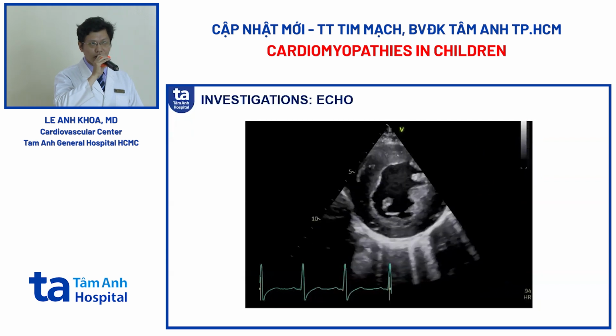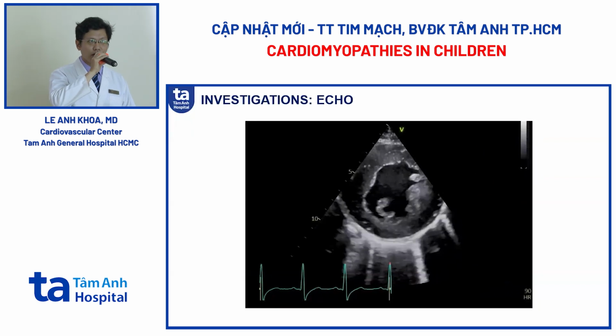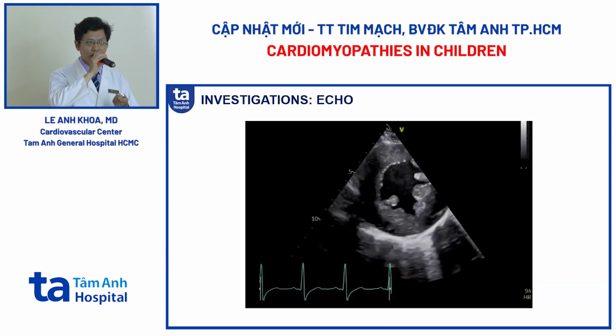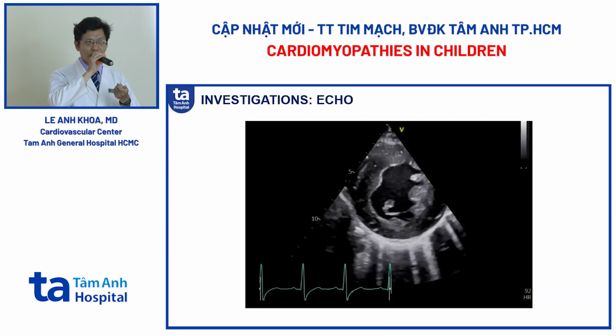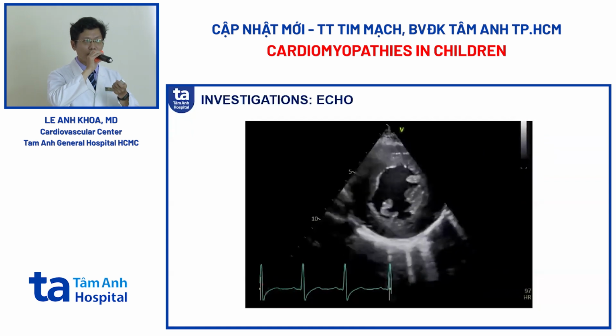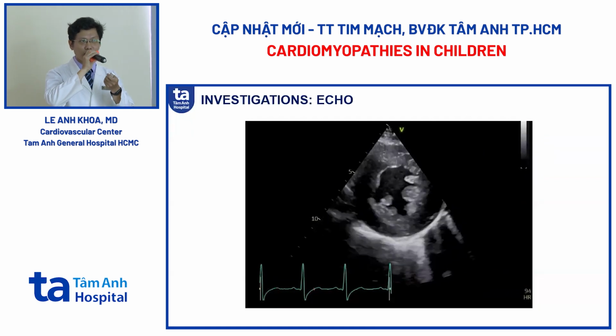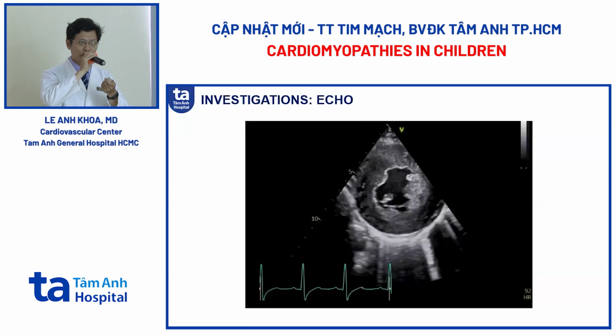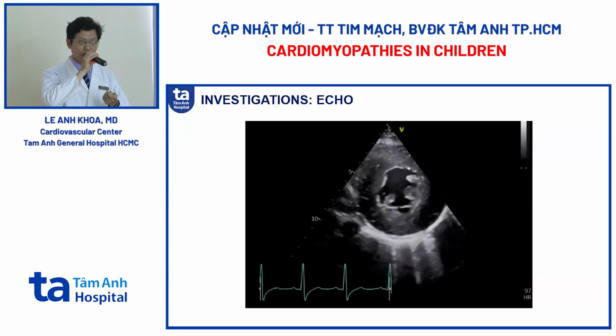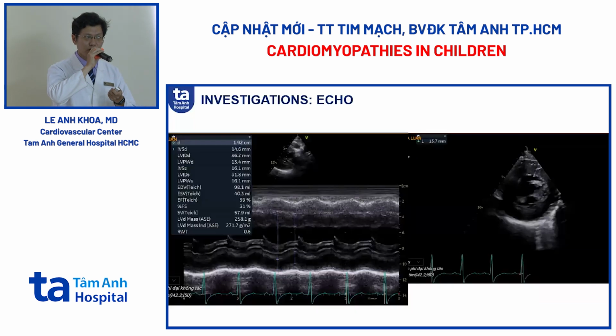We come to the parasternal short axis view. We can see the very thick left ventricular wall and the hypertrophy of the papillary muscle. This is the end mode with the ejection fraction of the left ventricle about 60%.